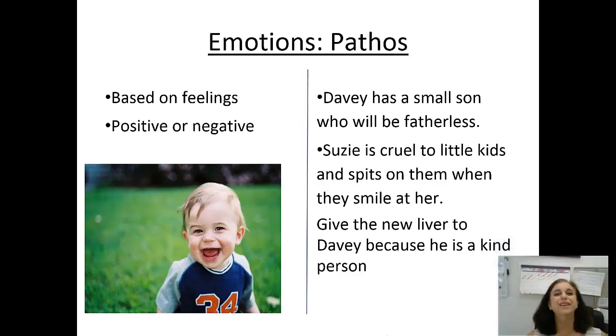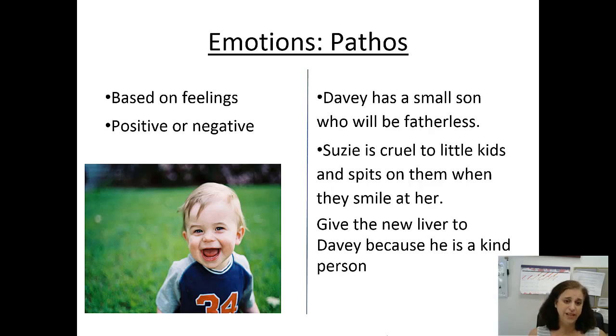Now let's go to pathos. Pathos is emotions. It's based on feelings. Positive feelings, happiness, laughter, negative feelings, fear, anger, hatred. Let's apply this again to the same situation with Drunken Davy and Sweet Susie.